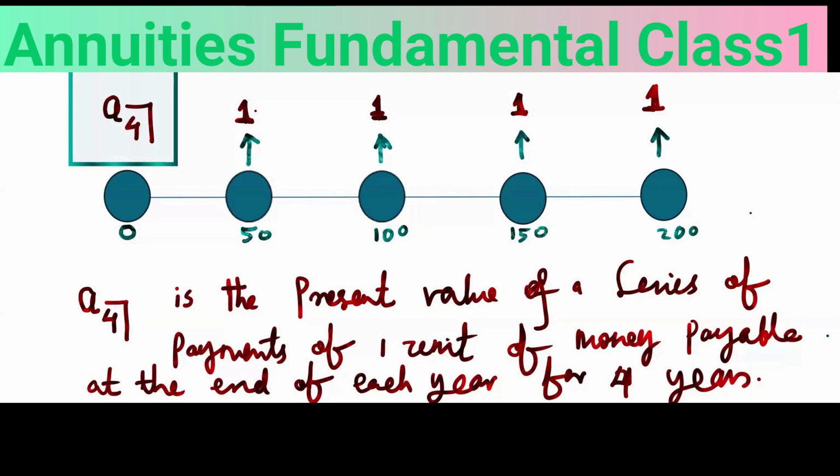So A4 is the present value of a series of payments of 1 unit of money payable at the end of each year for 4 years. That's all. When I write year here, remember it's not always years. In this case, I've written years, so I will write 1, 2, 3, 4 because we always start with years. That is the only reason. But A4 is actually at the end of each period. Even if you replace year by month, quarter, 6 months, 2 years, 5 years, it doesn't matter. Our symbol will work.